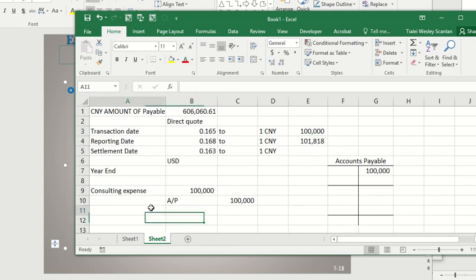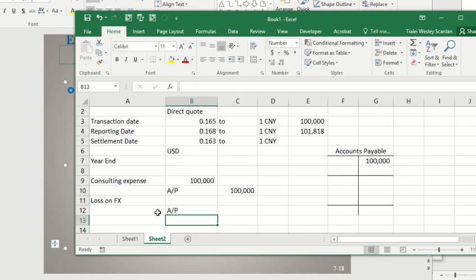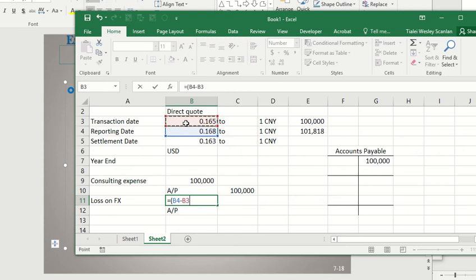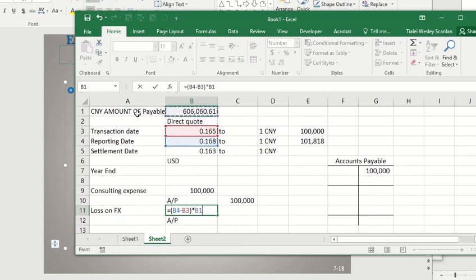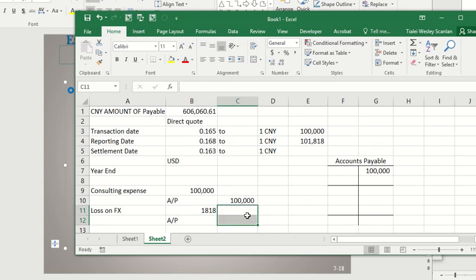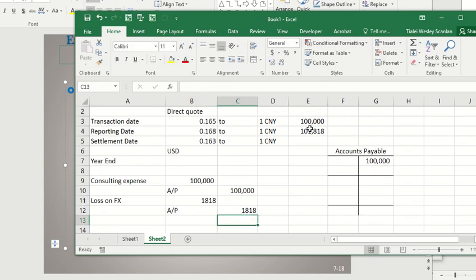Right? And I could calculate this gain or loss. I know this is going to be a loss because my payable's increasing. So I'm going to debit a loss on foreign exchange and my accounts payable is increasing. And I could do that by taking the difference between these rates and multiplying it by the amount of foreign currency. Yep, and so it did increase there. My payable balance is now 101,818, and so payable must have increased by 1,818.